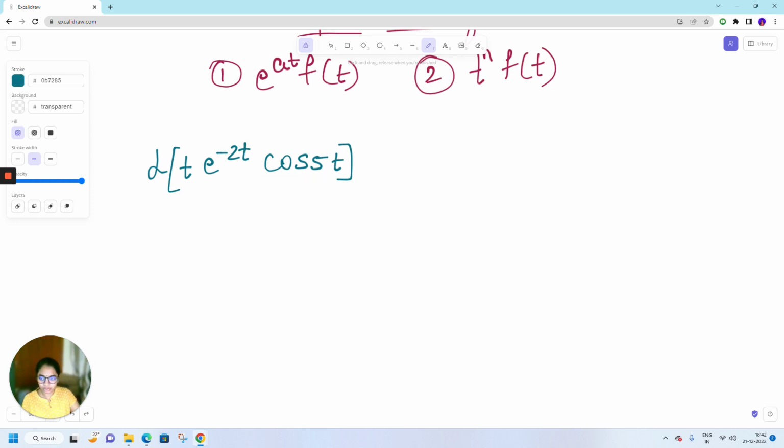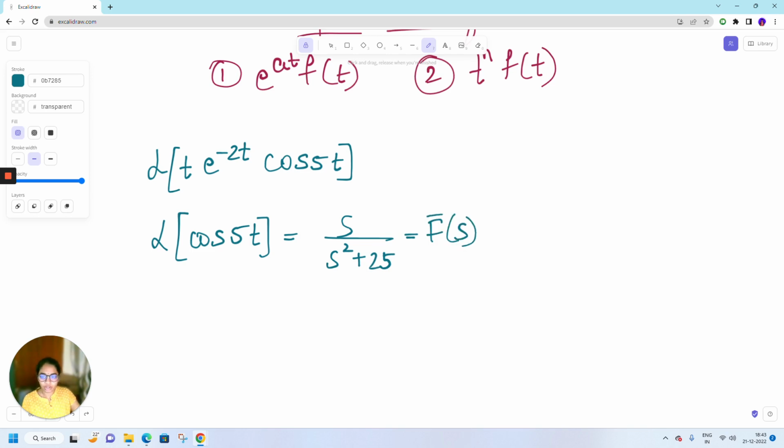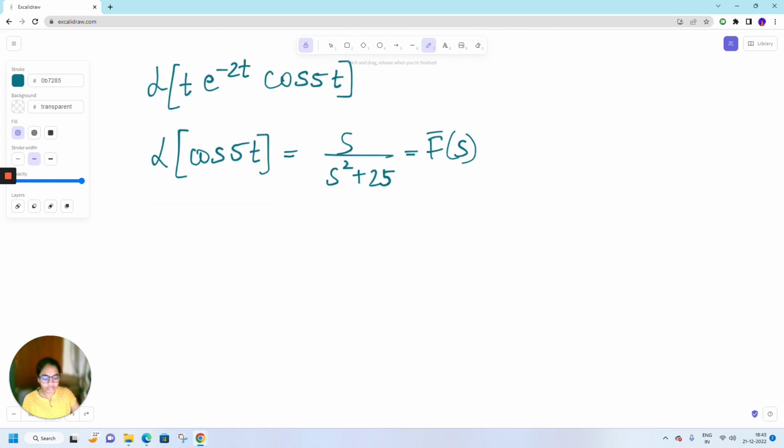So first find the Laplace of cos 5t. This is equal to s divided by s square plus 5 square, which is 25. This is our f bar of s. What is the next step? What is the next term that I have here? Let me bring in e power minus 2t now.